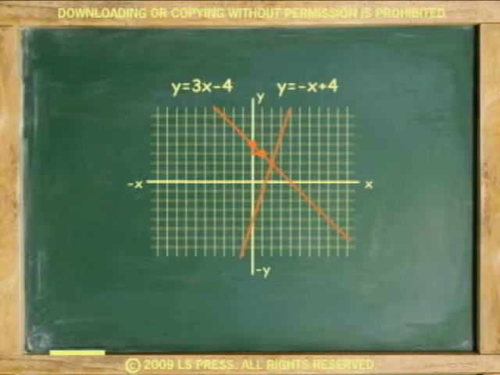Draw the line. Next, plot the second equation where the y-intercept is (0, 4) and the slope is negative 1. In the graph, the lines cross at (2, 2). This point is the solution to the system represented by the two equations given.